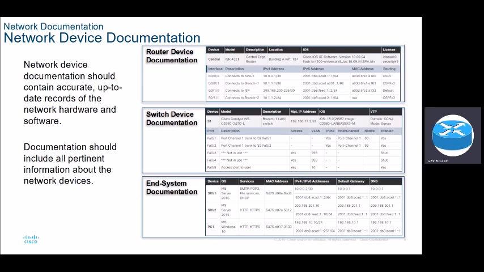A switch is much the same, only there you'd probably talk more about what VLANs and what ports are used for inter-switch links and things like that. And then the end system, of course, you'd have device names, what operating system, what they do, MAC addresses, IP addresses, and things like that.